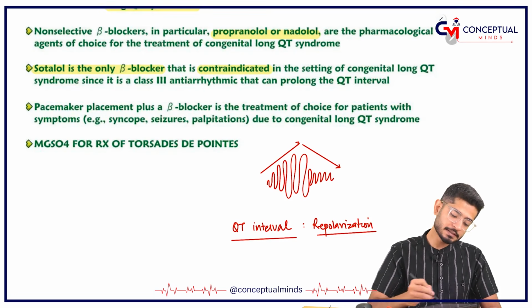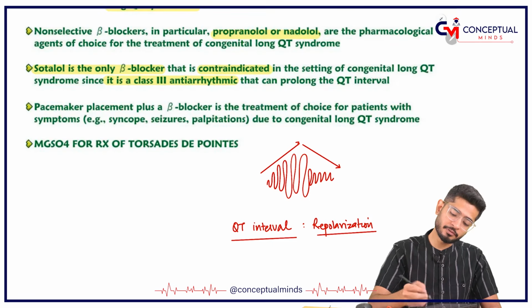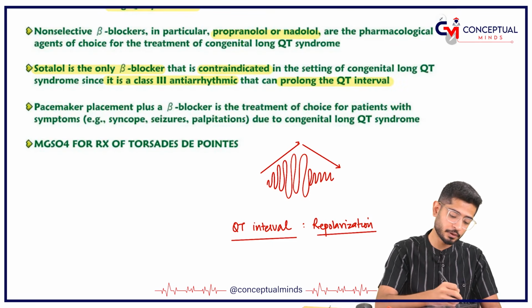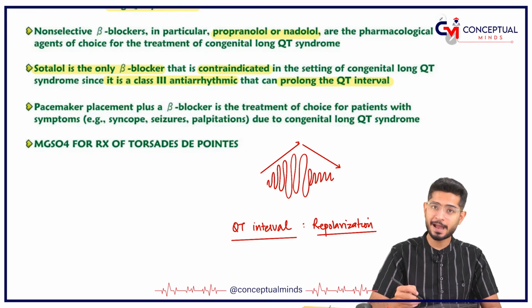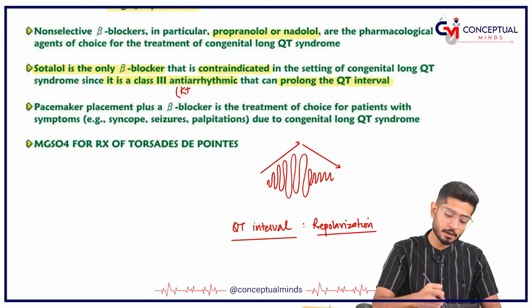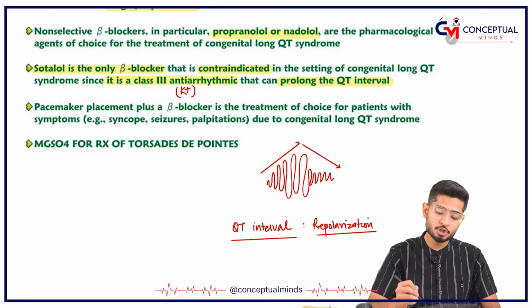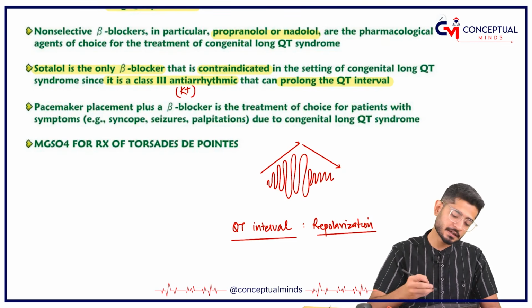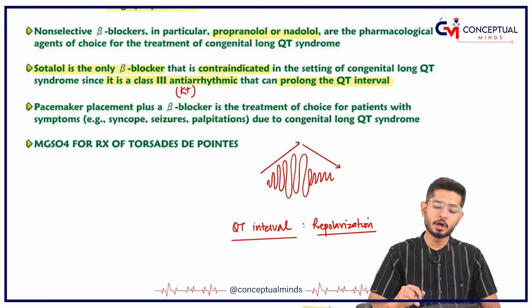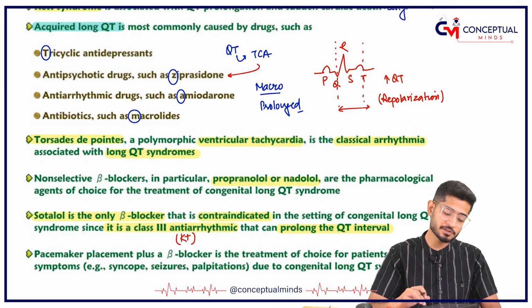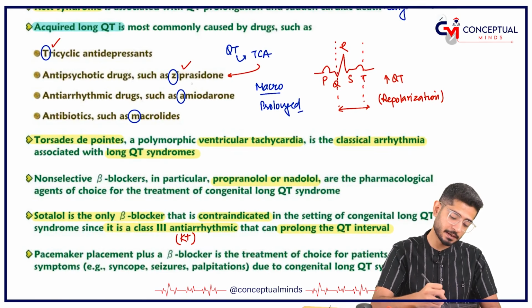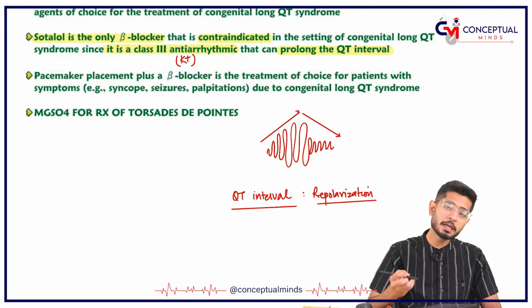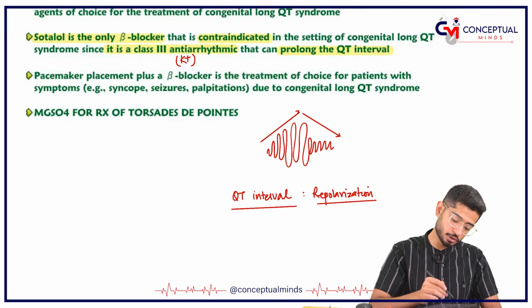Why? Because it is a class 3 antiarrhythmic and it further prolongs the QT interval. Class 3 antiarrhythmics have something to do with the potassium channel, and potassium is responsible for repolarization. So sotalol is the drug which we never give, because it's a class 3 antiarrhythmic with the side effect of prolonging the QT interval. So what are the drugs? Tricyclic antidepressants, ziprasidone, amiodarone, and of course macrolides, and one more which I have told you just now, sotalol.